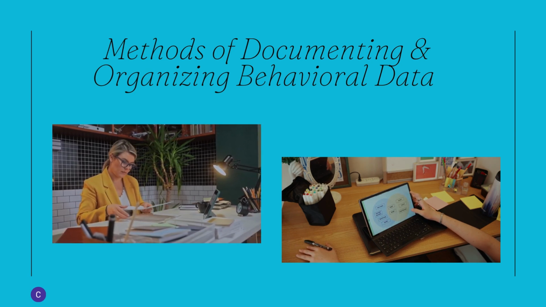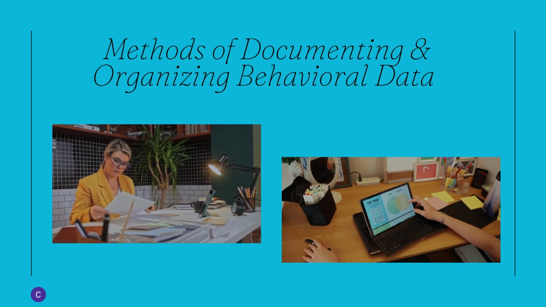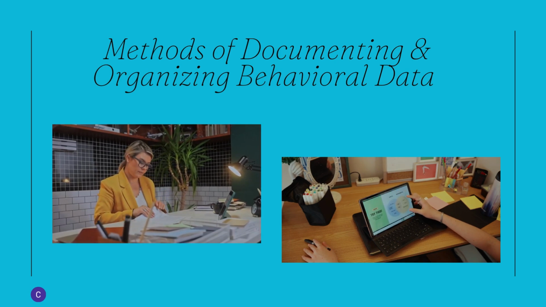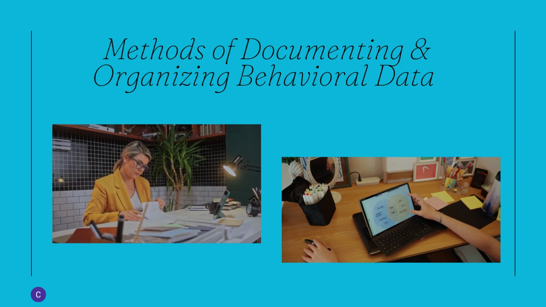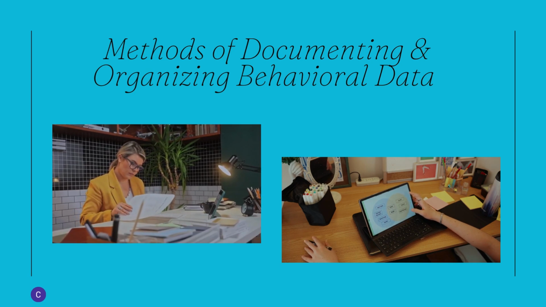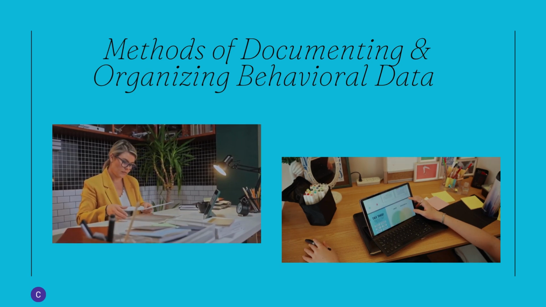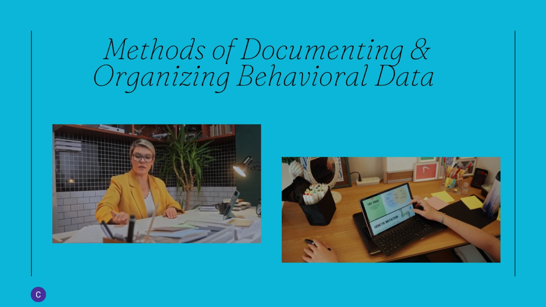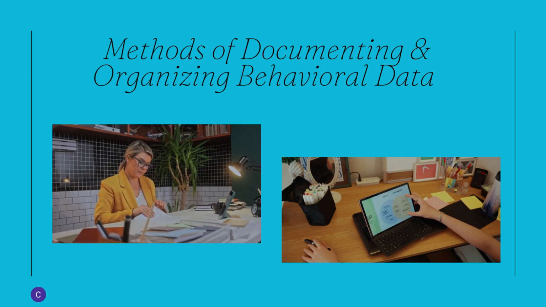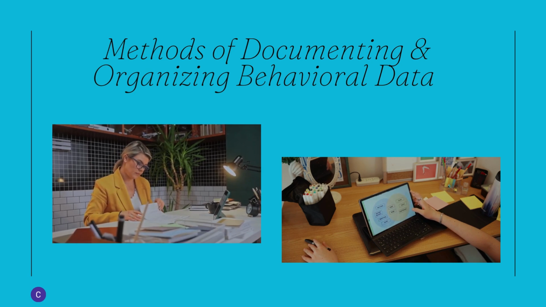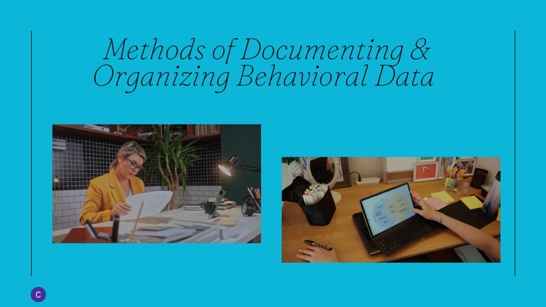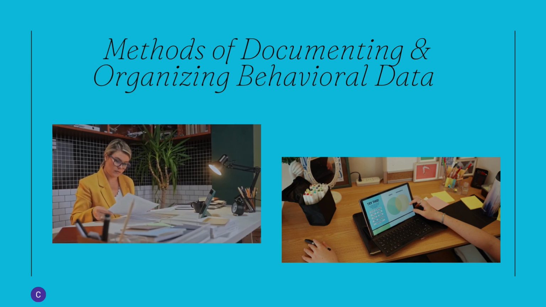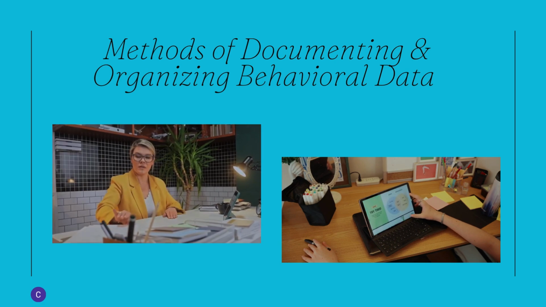The ABC, or antecedent behavior consequence chart, identifies behavior triggers and outcomes. An example: antecedent: Sarah is asked to work in a group. Behavior: Sarah refuses to participate. Consequence: Sarah is allowed to work alone. Tracking these elements helps educators develop targeted interventions that address root causes rather than just the behavior itself.